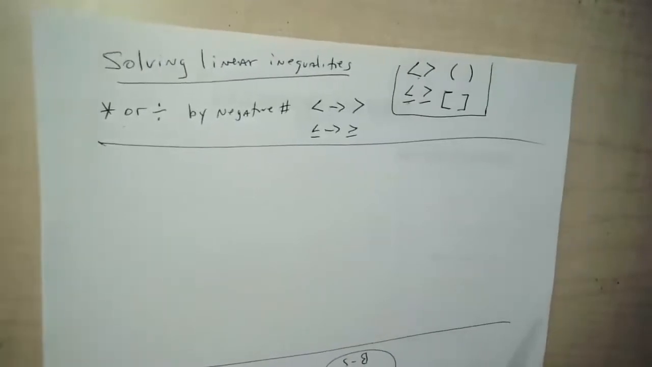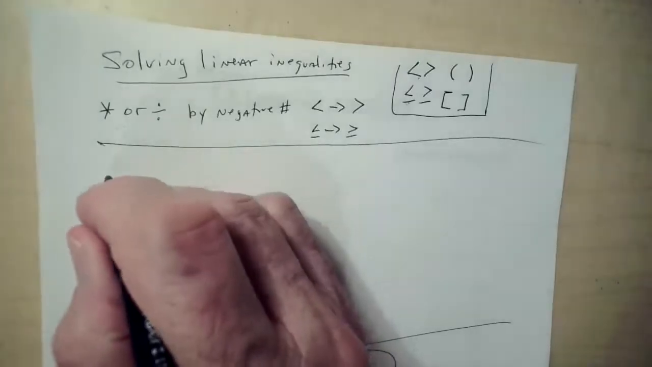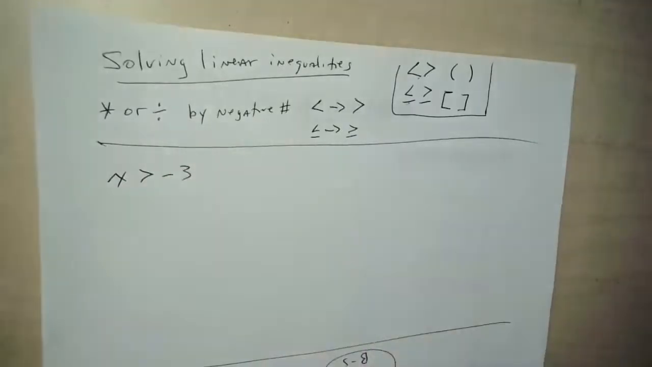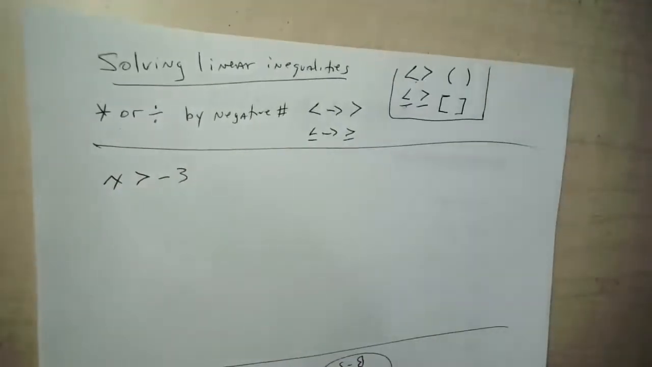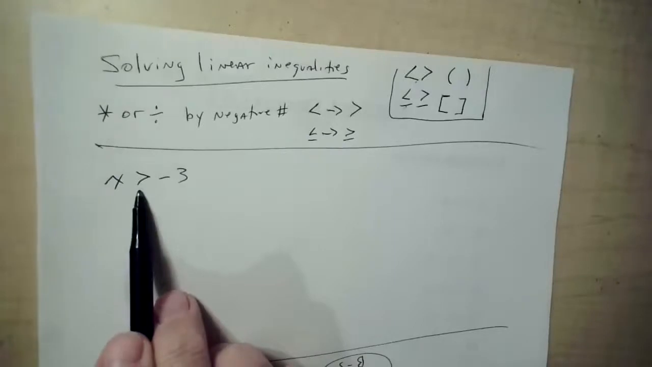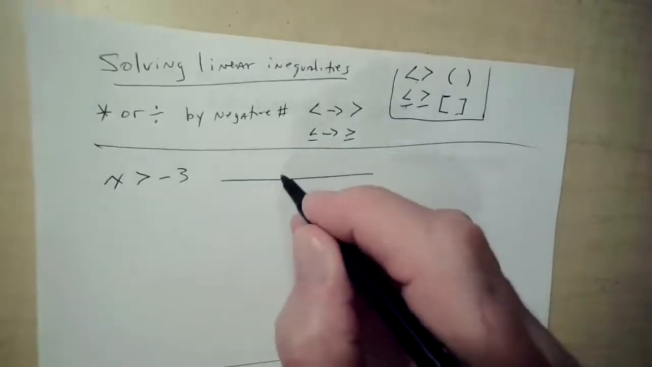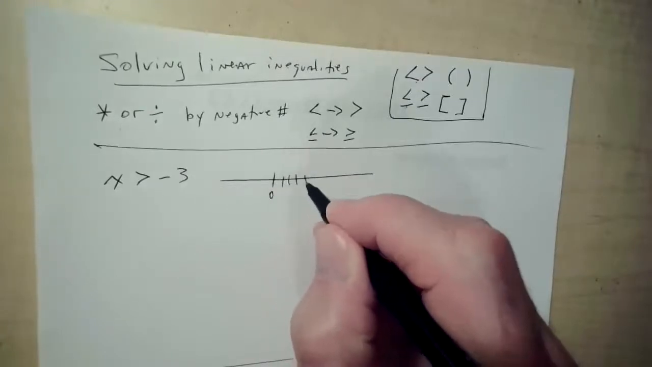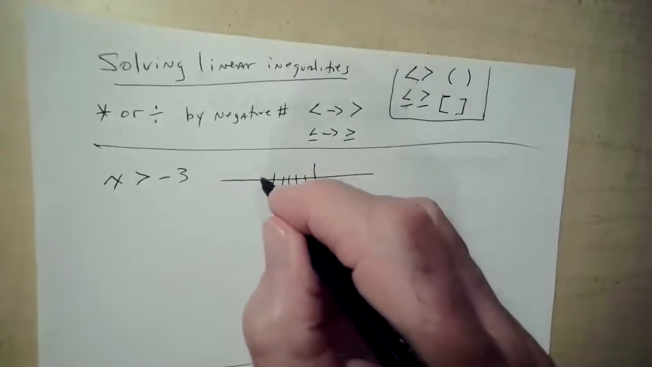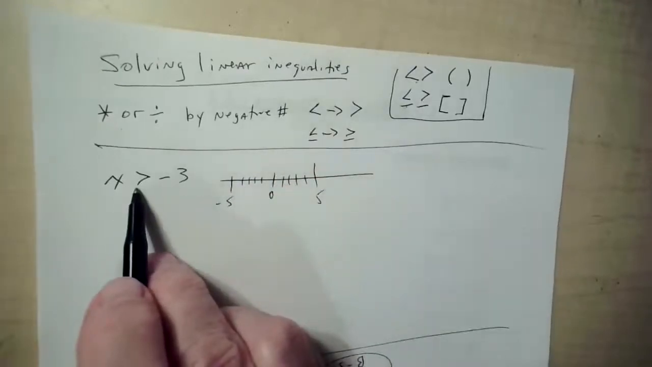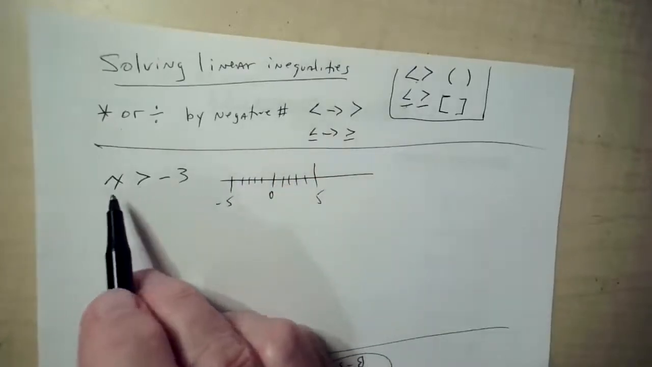Okay. Again, we solve linear inequalities just like equations. So if we say that x is greater than negative 3, we're going to do 3 things here. We're going to solve it. This one's already solved. We're going to graph it. 1, 2, 3, 4, 5. 1, 2, 3, 4, negative 5. Now, you can say this 2 different ways.